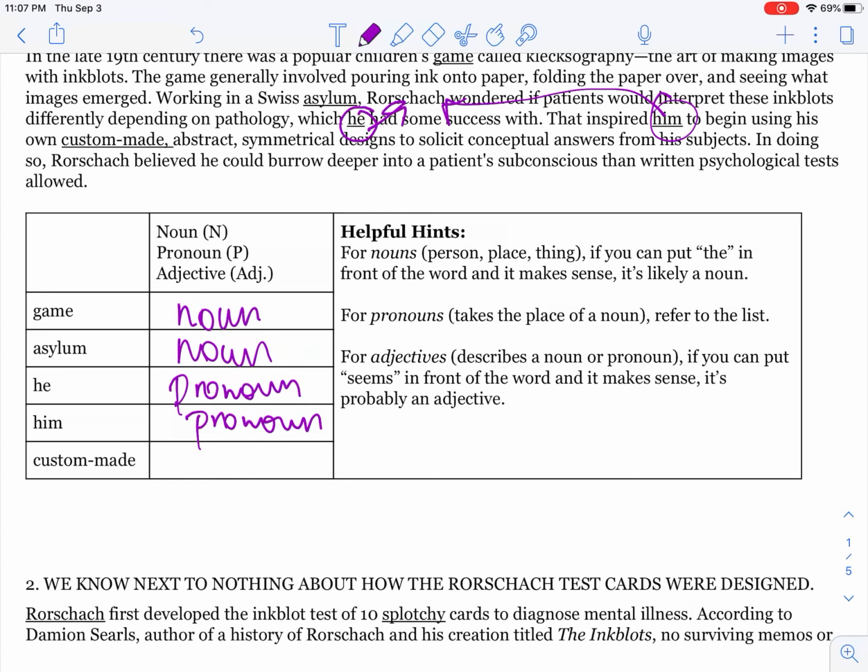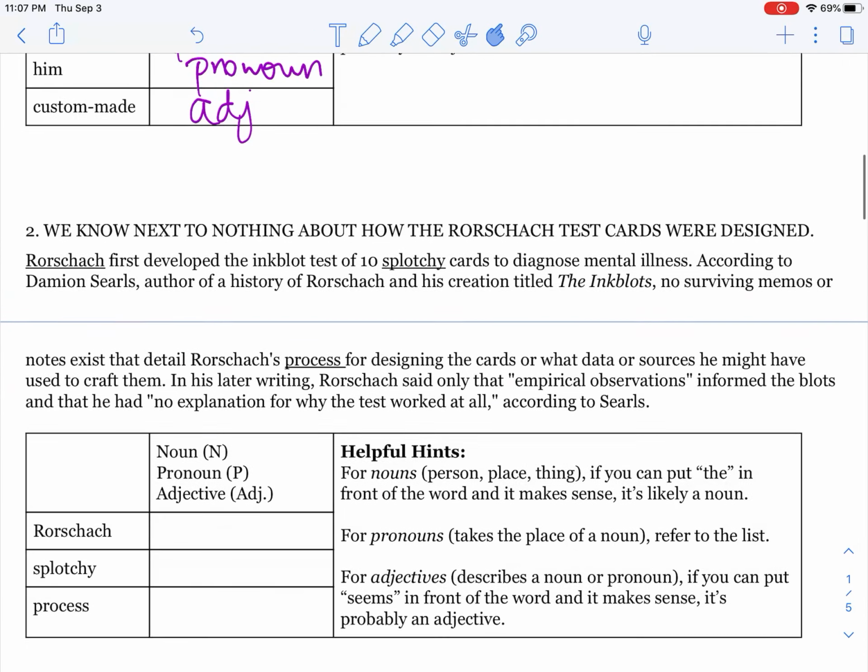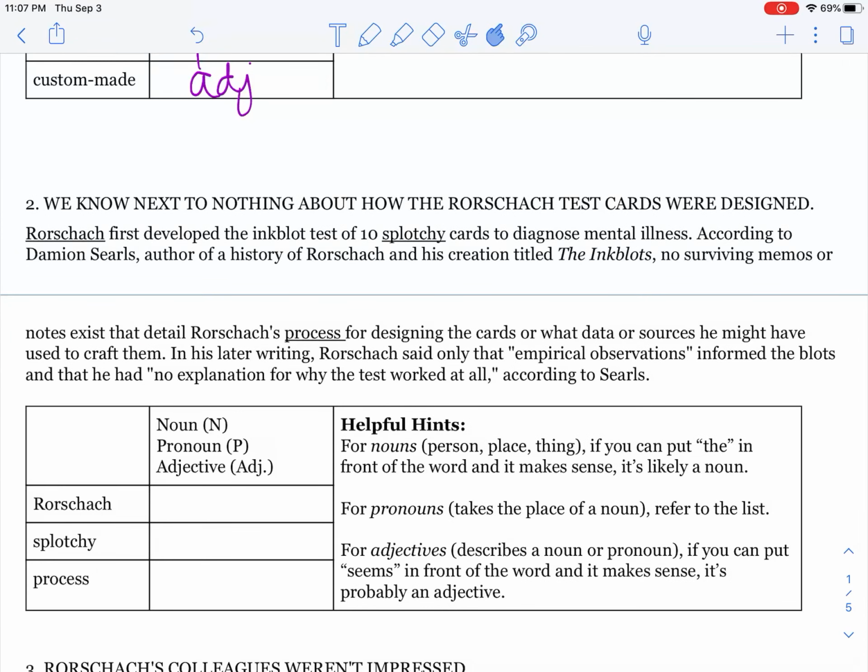Custom made. So is it the custom made? Is it taking the place of a noun like he and him? Or is it seems custom made? The answer is seems custom made. You can say, wow, that jacket seems custom made. Okay, moving on. We know next to nothing about how the Rorschach test cards were designed. Rorschach first developed the inkblot test of 10 splotchy cards to diagnose mental illness.